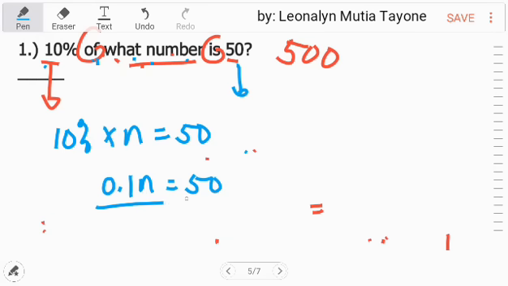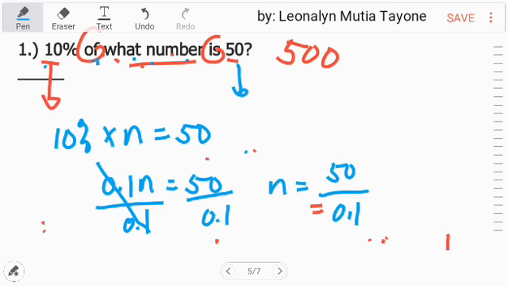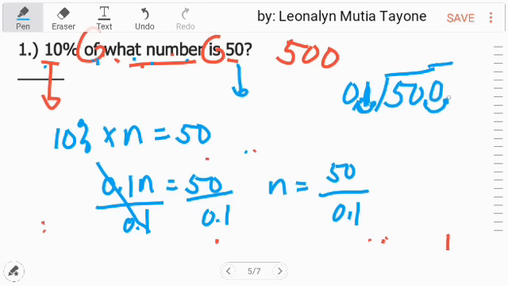Para ma-isolate si n dyan, mag-divide tayo ng 0.1 to both sides para ma-cancel out si 0.1 dyan. Kaya, naging n equals 50 over 0.1. So, itong 50 over 0.1 or nag-divide ka ng 50 divided by 0.1. Pag mga decimal ang divisor natin, i-move natin ito kaisa dito. Mag-move ka ng 1 time dito, maglagay ka ng 0. So, itong decimal, kopyahin sa taas. So, 500 divided by 1, kaya 500 lang din.